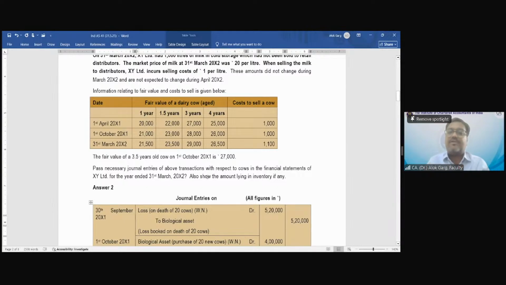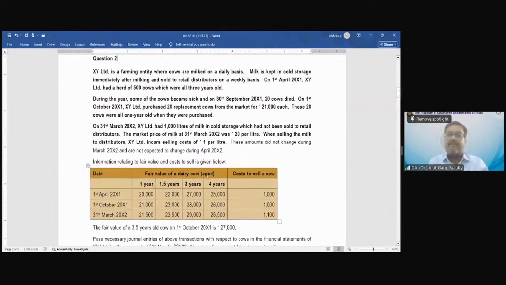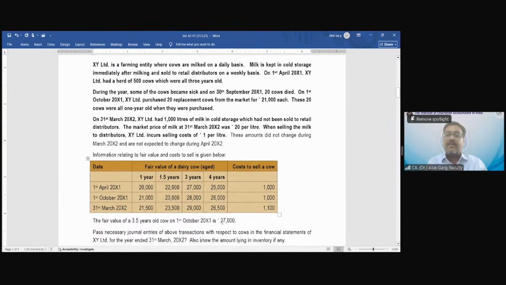So, friends, first of all, let's start with the question. In the question, on 1st April, this company has not purchased these 500 cows. They have the opening balance on the 1st April, and this opening balance is at the rate of 27,000, of course. Now the first event happened on 30th September, and on 30th September, 20 cows died. So what is the accounting entry for the death of these cows?